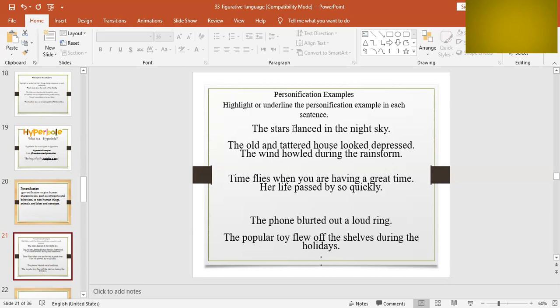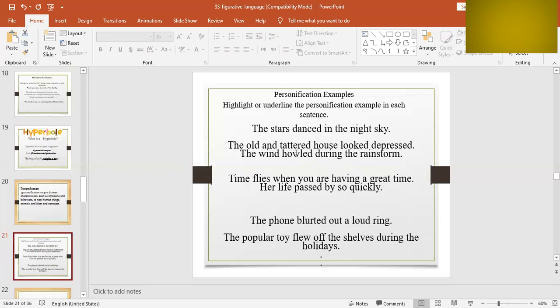But when I say the stars dance in the night sky, I give the characteristics of a human being to stars. It is a type of metaphor too, but it is personification, particularly because we use the movement or the dancing of human beings and give it to the stars.